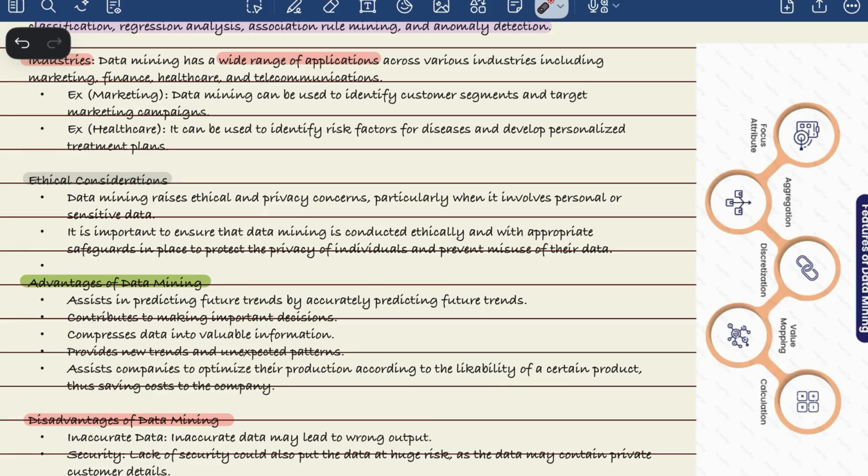And there are a few disadvantages associated as well, like sometimes we can have inaccurate data. So if we don't have the right data, obviously the output, the insight, will also not be right. And then there can be security issues, a lack of security, which could put the data at huge risk, and data may contain private customer details which can be leaked and misused by people. And there is also cost and effort associated with data mining. So excessive work intensity is required by the teams to work on the data mining process.